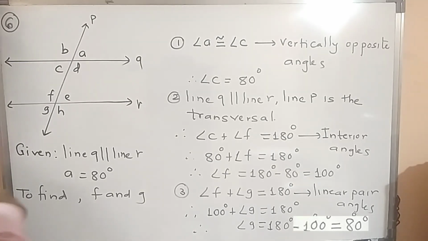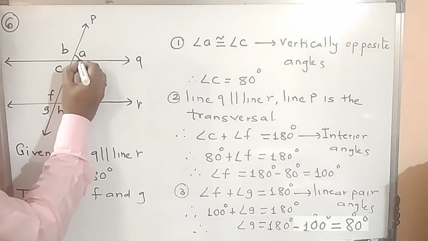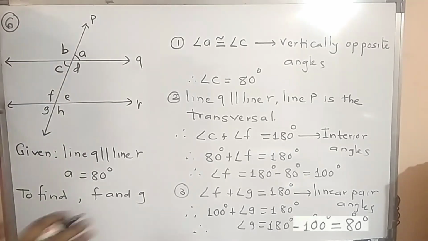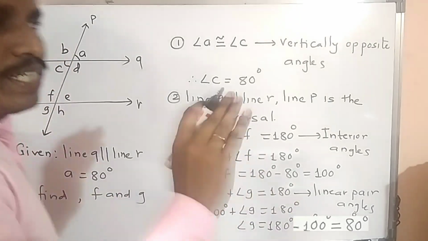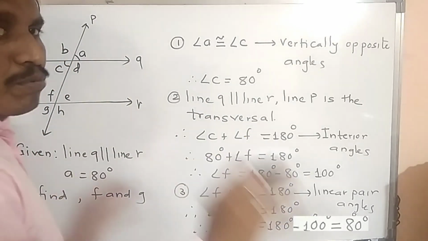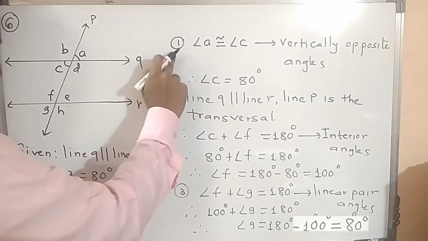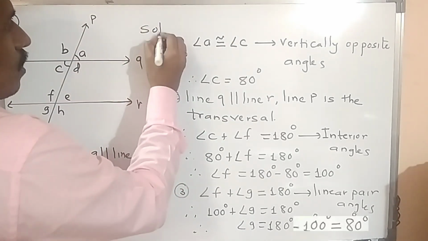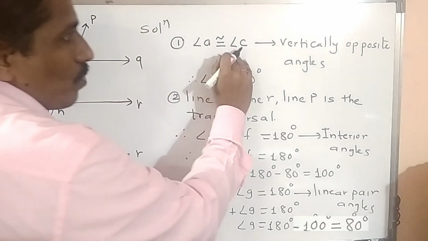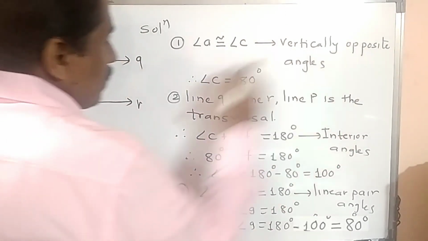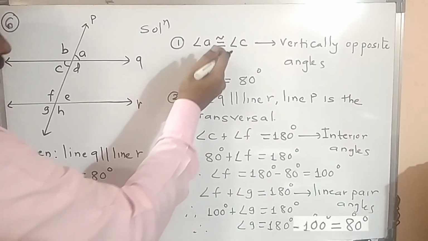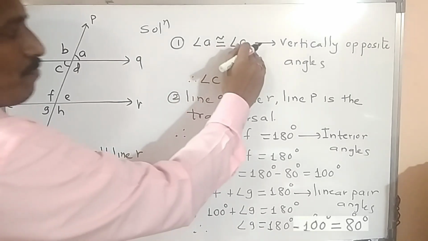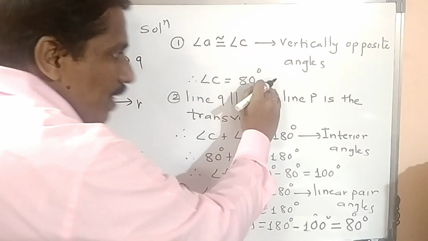First one, see this angle A and angle C. They form vertically opposite angles, and we know that vertically opposite angles are congruent. Statement number 1. Angle A is congruent to angle C, vertically opposite angles. We know that angle A is 80 degrees and therefore angle C is also equal to 80 degrees.